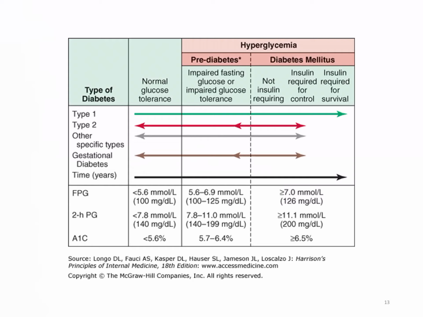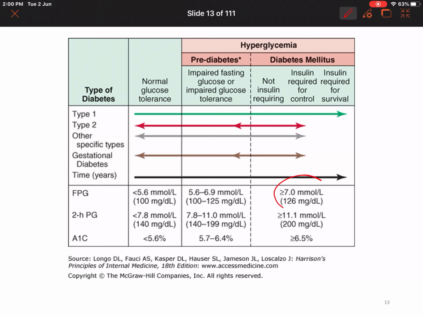HbA1c less than 5.6. If it is above 126, it is called diabetes mellitus. Fasting above 126. Postprandial above 200 is called diabetes. HbA1c above 6.5 is diabetes.